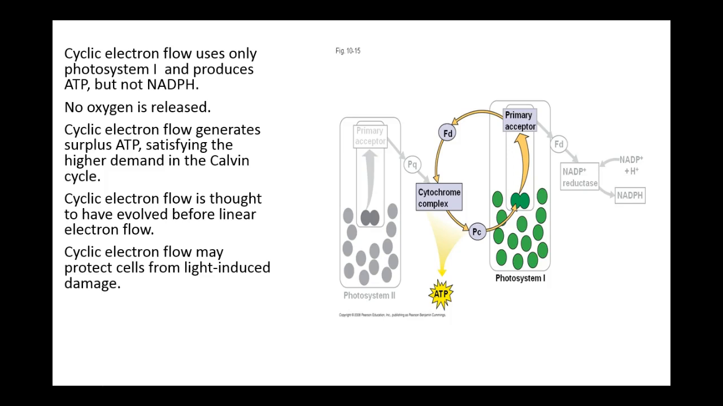So what you have is the light coming in, being captured, sent to the primary acceptor. You have FD sending it through the complex and creating ATP in a cyclic fashion. And then after the complex creates ATP, you still have a byproduct that can go back into the flow of the cyclic flow.